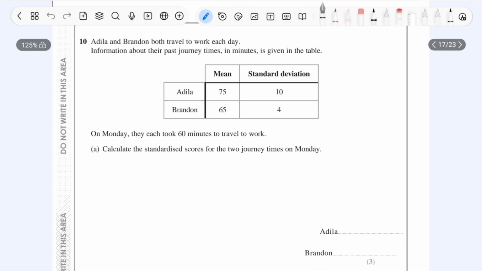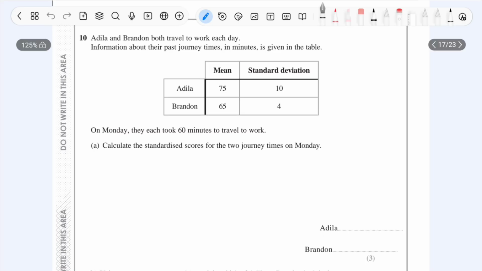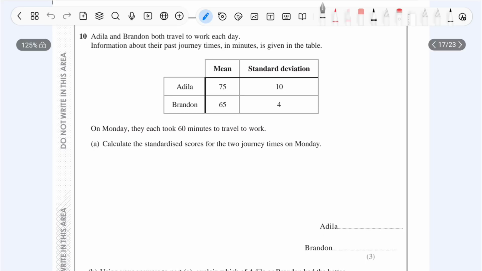So we're given two people, their mean time and their standard deviations for their previous journeys, and we need to calculate the standardized scores. I say just move straight to the formula because it will help you understand what the standardized score actually is. So, the standardized score is equal to the value, subtract the mean, divided by the standard deviation.